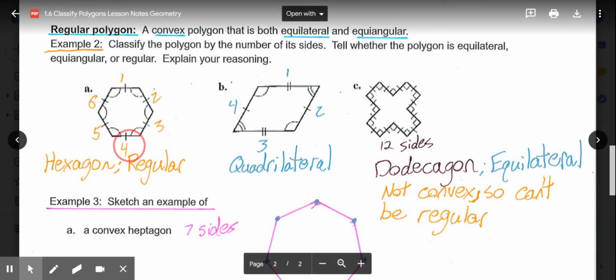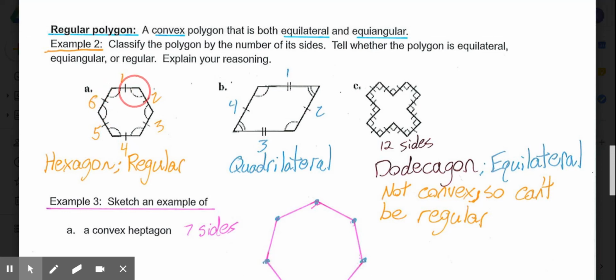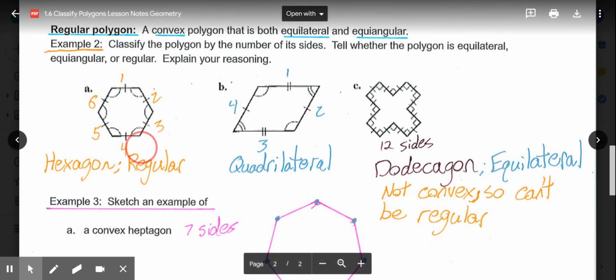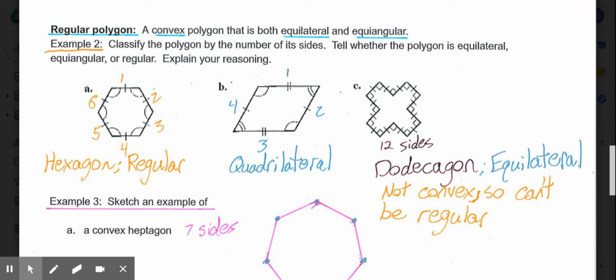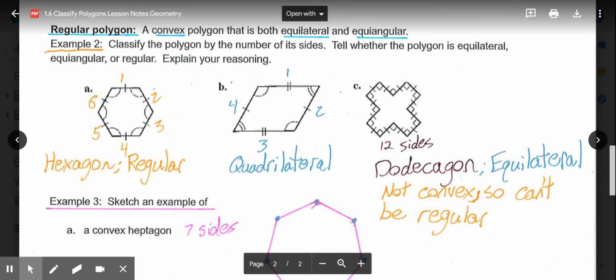Then I have to look at the sides to decide if it's concave or convex. All the sides, when extended, do not go through the interior, so this would also be convex. So if it's convex, equilateral, and equiangular, it is a regular polygon. It has 6 sides, so it's a hexagon that's regular. So if we were going to write that properly, we would call it a regular hexagon.